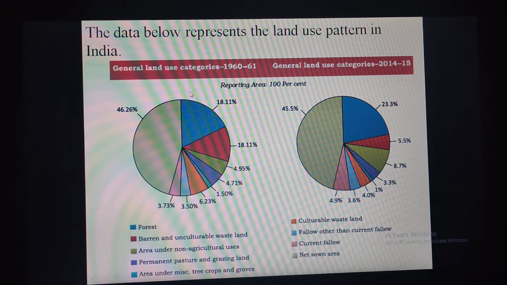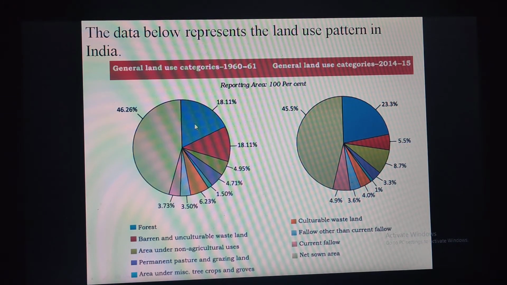Here two pie charts are given. The first one represents general land use categories for the year 1960-61, whereas the second one shows general land use categories for the year 2014-15. As you can see, let us start with 1960-61. Here in the blue color, 18.11% area is occupied by forest.